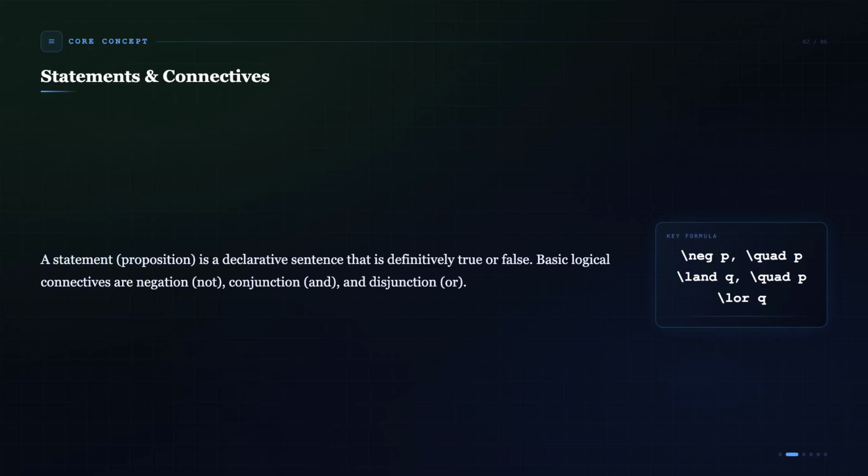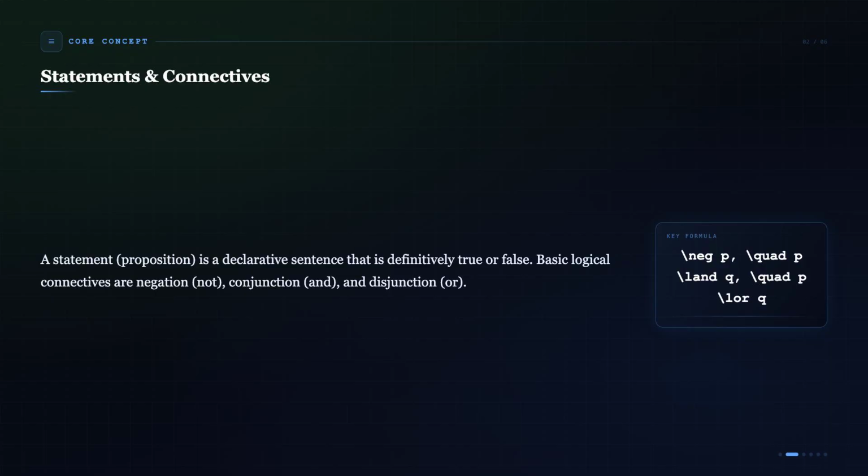Now, we rarely reason with single, isolated statements. We combine them. The main ways we do this are with the connectives and, or, and not. In logic, these have very specific meanings. Let's define them. The negation of a statement P, written as not P, is simply the opposite truth value. If P is true, not P is false, and vice versa.